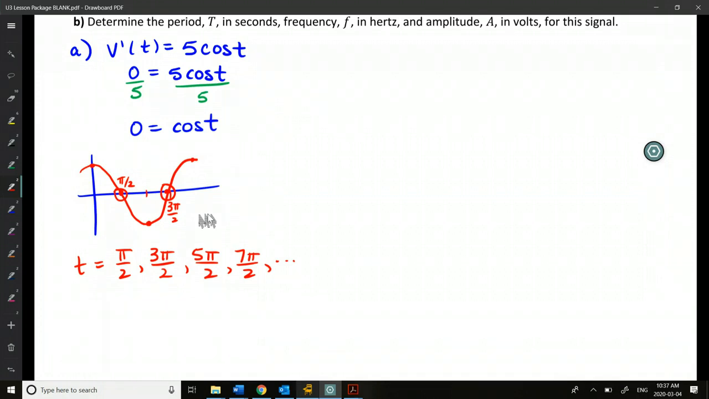Okay, now each of these could be maxes or mins, right? We just found critical numbers. So all of these are critical numbers. We don't know which ones are maxes and which ones are mins at this point.